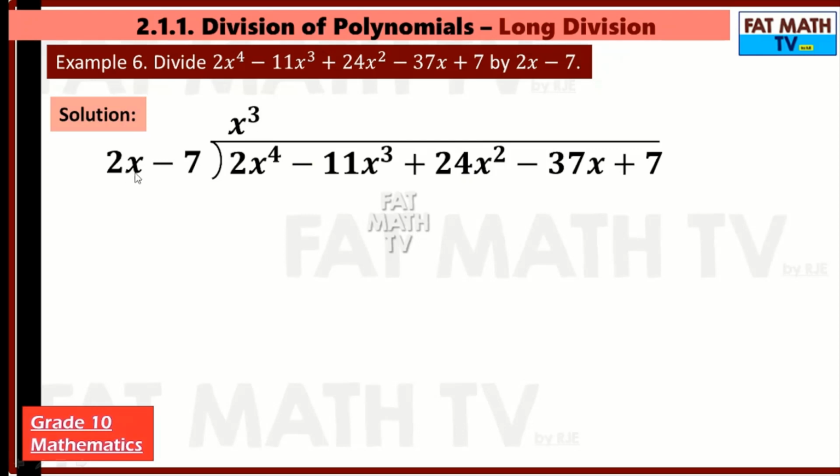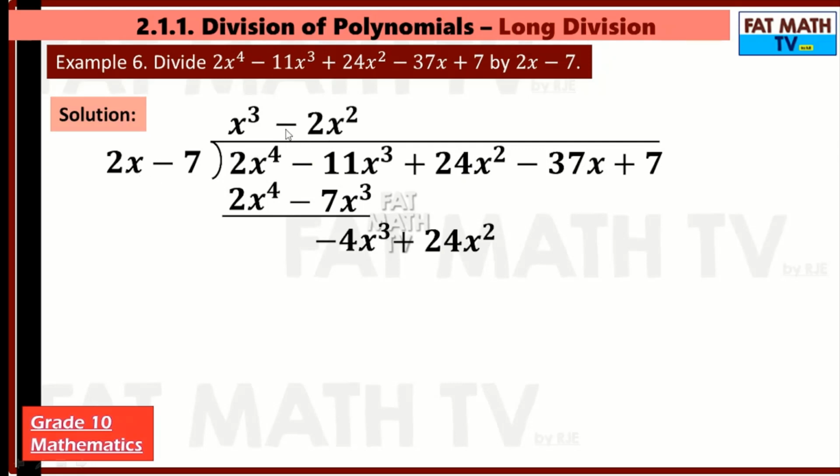X cubed times 2x. So that is 2x raised to 4. X cubed times negative 7. That's negative 7x cubed. And then subtract. Negative 11x cubed minus negative 7x cubed. That's negative 4x cubed. Bring down 24x squared. Negative 4x cubed divided by 2x, that is negative 2x squared.